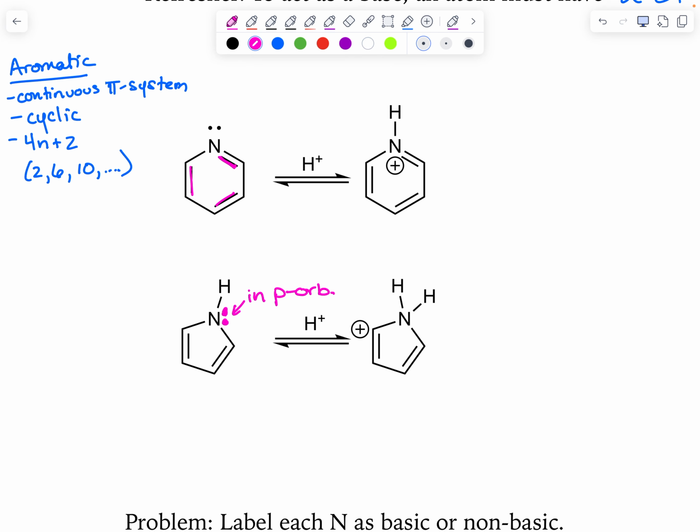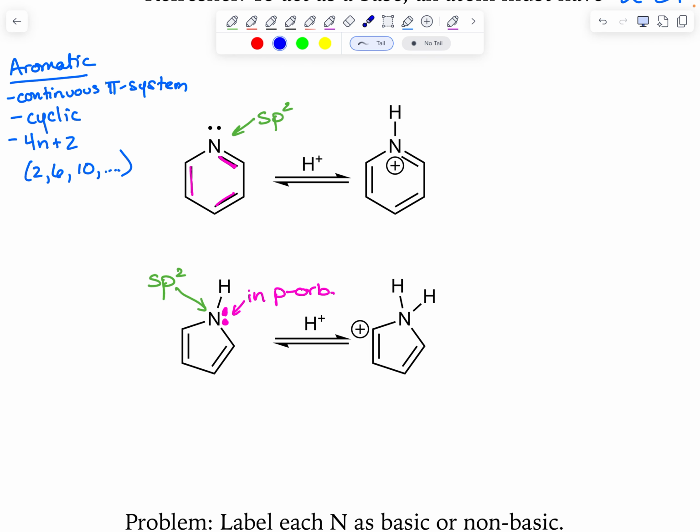When we go from the structure on the left, pyrrole, to its conjugate acid, we break that conjugation, okay? This is now an sp3 hybridized nitrogen. It has 0 lone pairs on it. It has 4 sigma bonds attached to it, okay? We broke resonance. We broke conjugation, which is bad, costs energy.